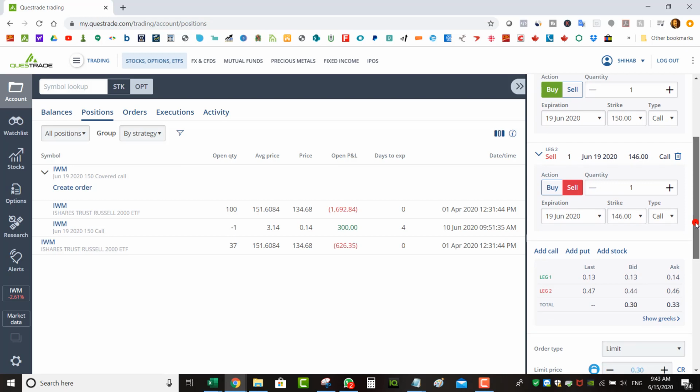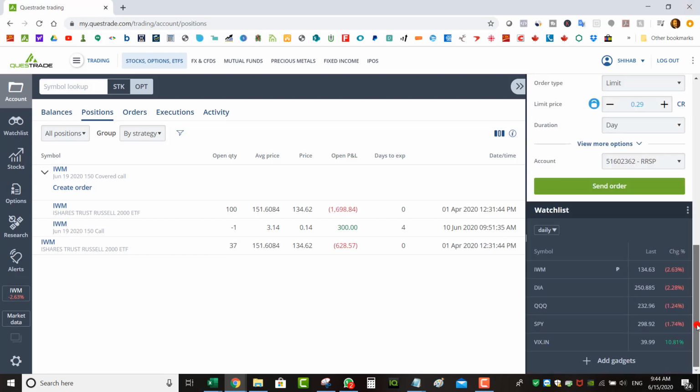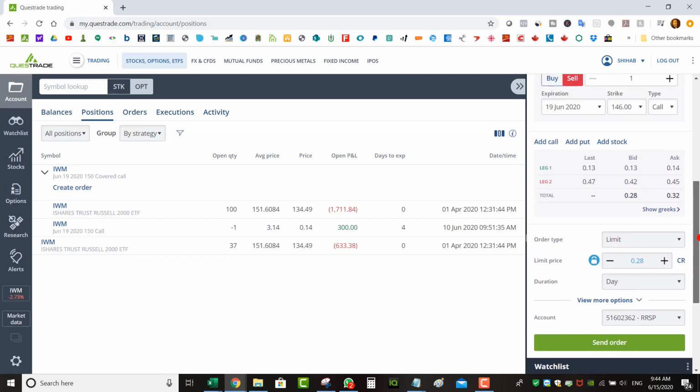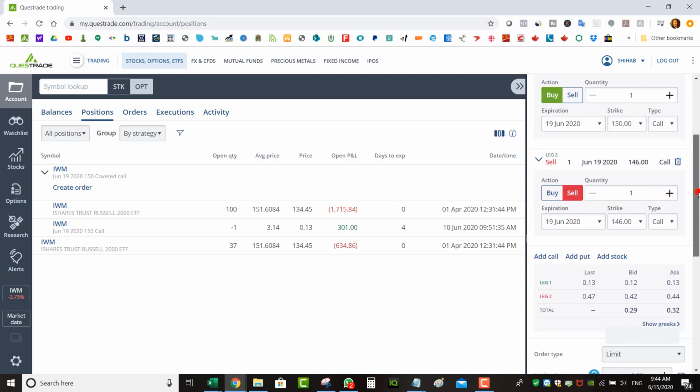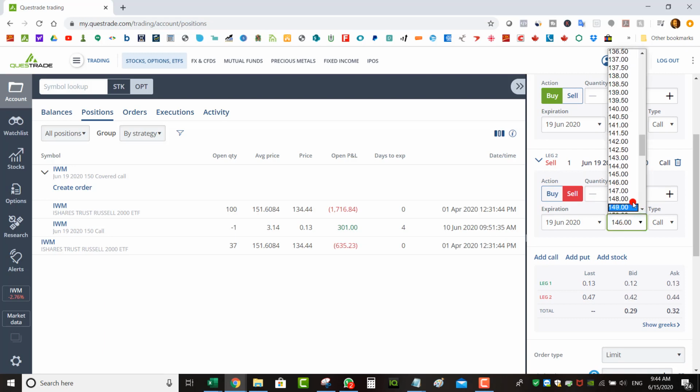But yeah, I'm definitely being greedy because I already collected credit from the 150 call. So I'm looking at the price of IWM right now, 134.62. I'm trying to feel which strike would be safer. So is 146 safe? I mean, I've got 11 points to go till Friday. Is it safe to sell the 146? I already have the 150, but it's worth 13 cents, the 150. So that's why I'm trying to sell a call strike lower, just to collect more premium.